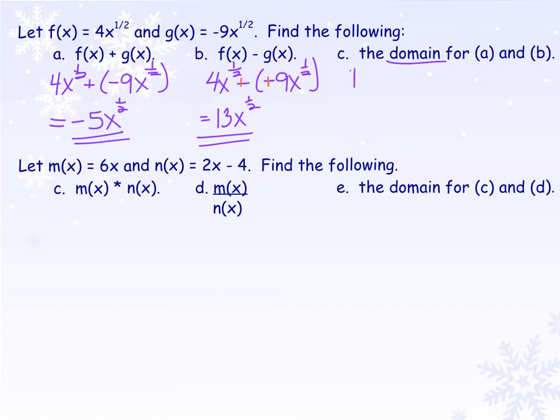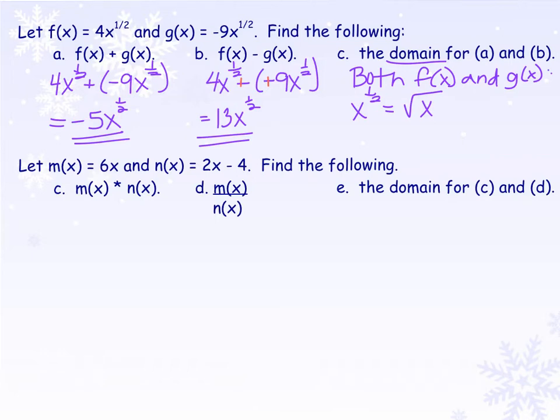So for both f of x and g of x, since the variable is the same, they're going to have the same domain, which is kind of nice. If you have x to the 1/2, thinking about what that technically means, that's the same as the square root of x to the first power. So think to yourself, what kind of numbers can we plug in for x that would be valid?